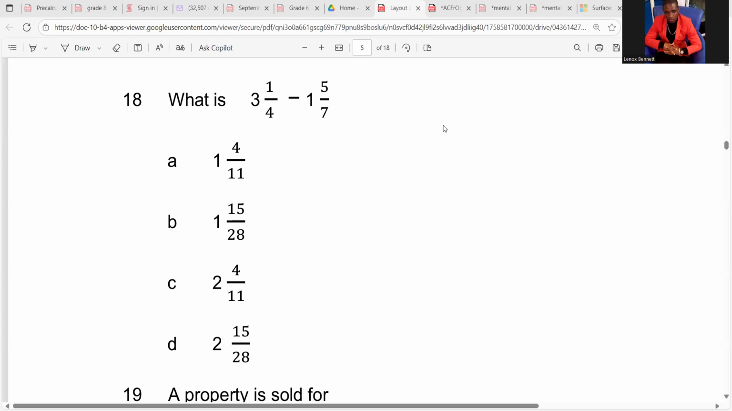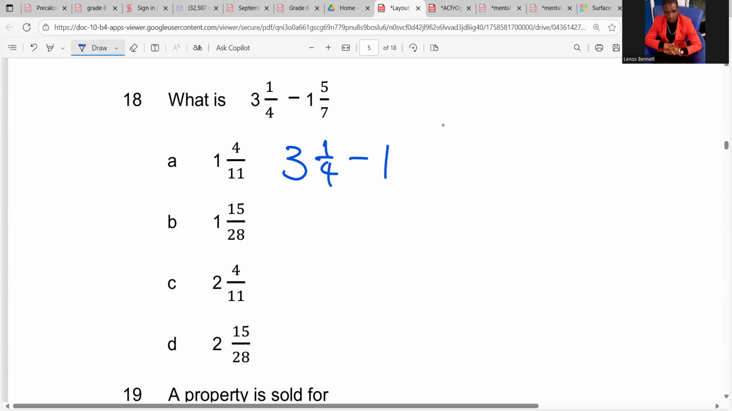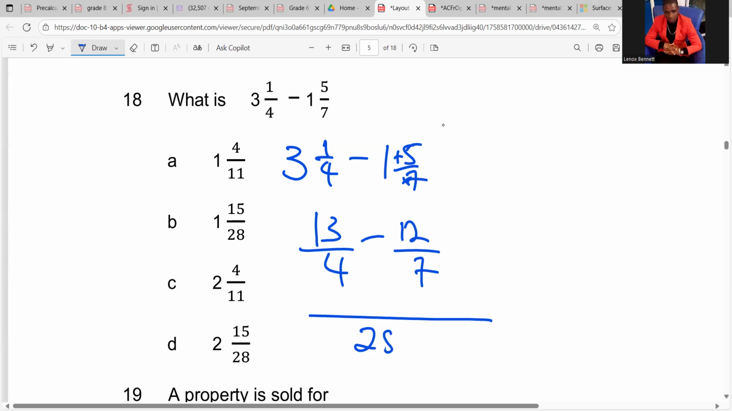So we're going to do the conversion. We have 3 1/4, minus 1 and 5/7. Three 4s are 12 and 1 is 13, so that's 13/4. Seven ones are 7 plus 5 is 12/7. So we find our LCM, which would be 28.